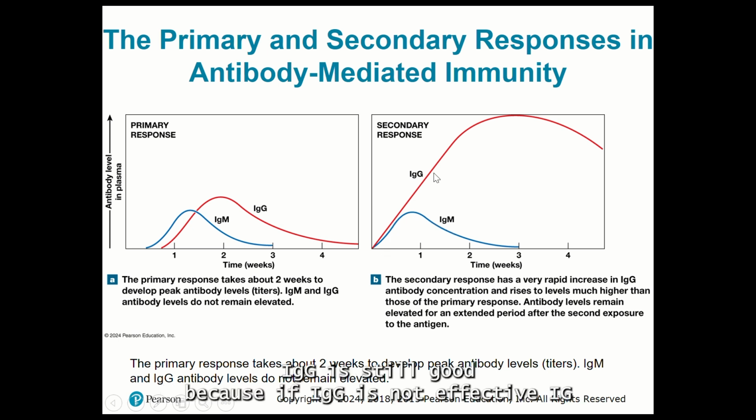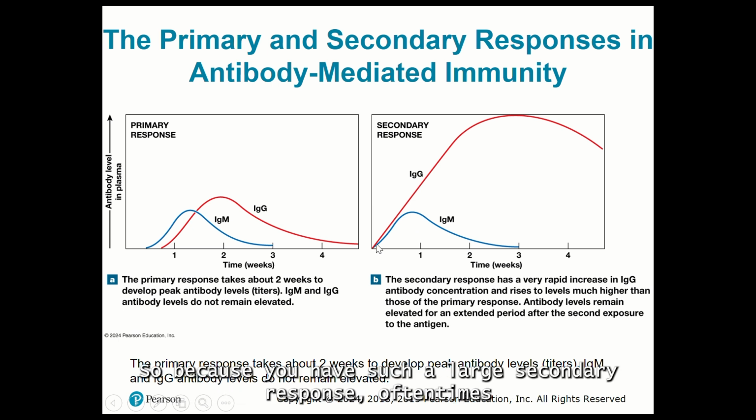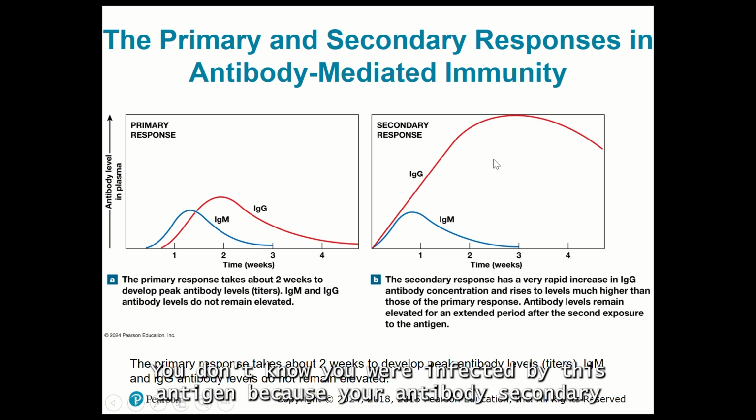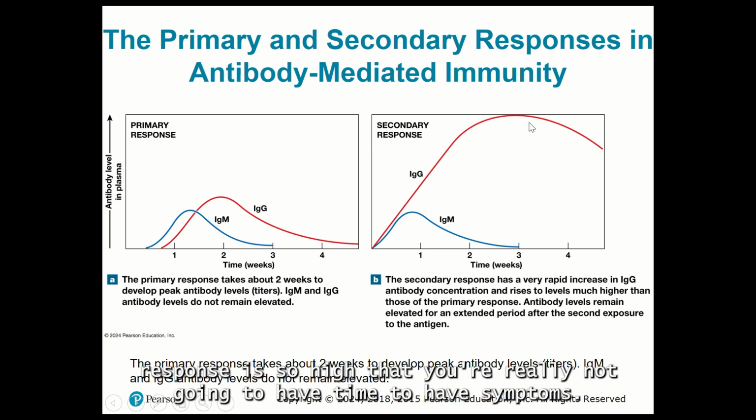IgM is still good because if IgG is not effective, IgM can oftentimes go in and start cleaning that up. Because you have such a large secondary response, oftentimes when you get exposed to this particular antigen, you don't even have symptoms. You don't know you were infected by this antigen because your secondary antibody response is so high that you're really not going to have time to have symptoms.